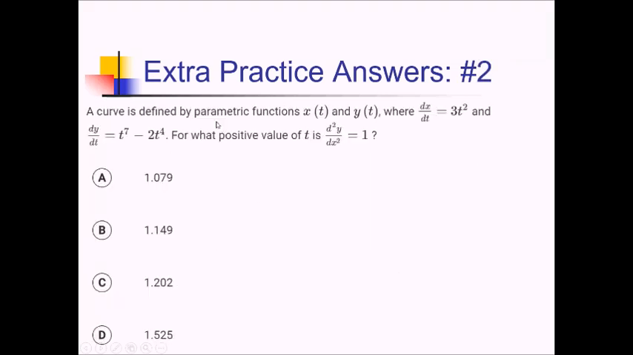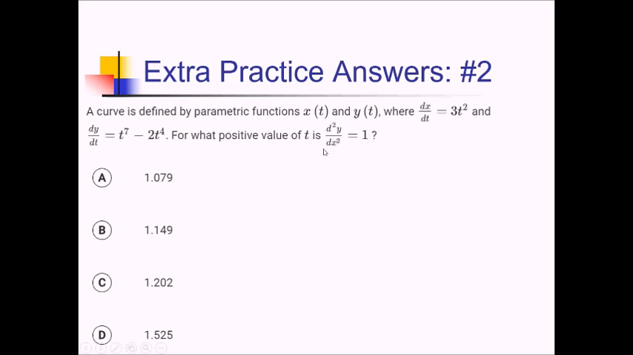For this one, we have a curve defined by parametric functions x of t and y of t. And they didn't tell us what those were exactly, but they did give us the derivatives of those parametric functions. We want to know for what positive value of t the second derivative of y with respect to x equals 1. Well, in order to figure this out, we first need to write a formula in terms of time for d squared y over dx squared, set it equal to 1, and then since this is a calculator problem, that's probably the point at which we're going to let the calculator do the rest of the work for us.